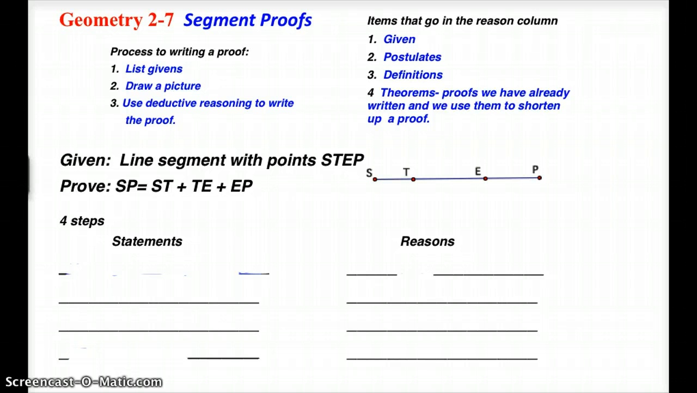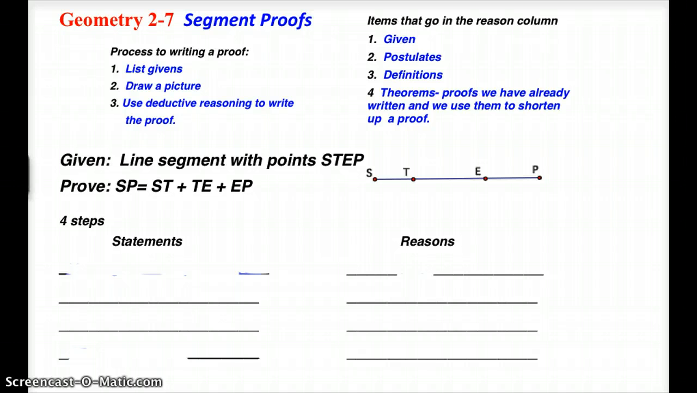And then the last thing is theorems. We don't have any theorems at this point, but we're going to be writing proofs. Those are called theorems, and then those theorems are going to be used as shortcuts for proofs later on during the year. So let's take a look at our first proof.